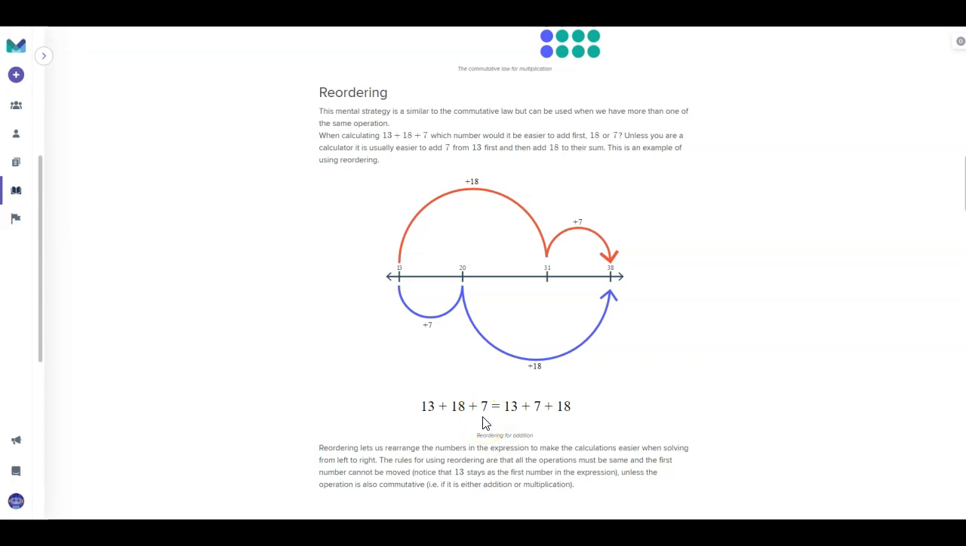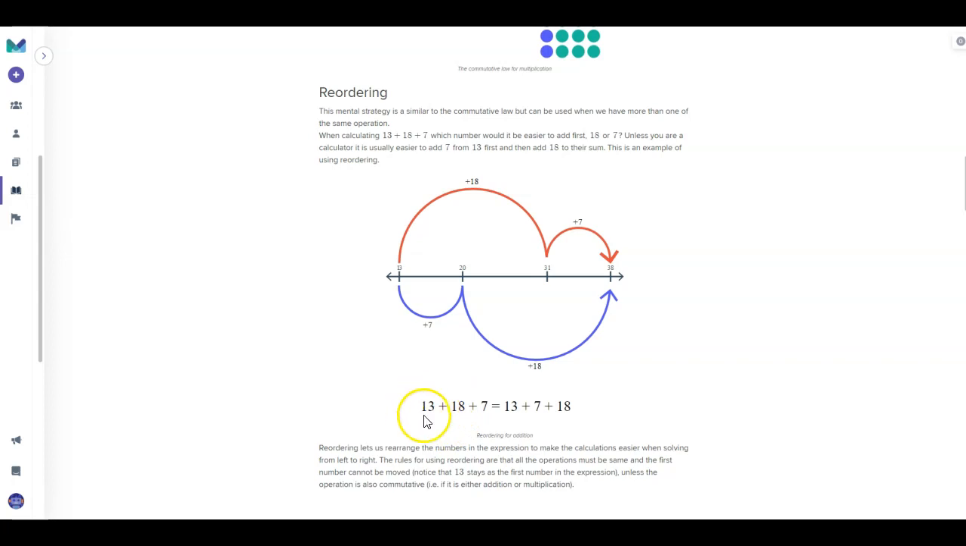Okay, so basically if you take, for example, this one here where you have 13 plus 18 plus 7, adding 13 and 18, sorry, I said 13 plus 8, didn't I? 13 plus 18 plus 7. 13 plus 18 is harder to do in your head because we're going to have a carry, aren't we? 8 plus 3 is going to give us 11, which we're going to carry up, and it's a bit harder.